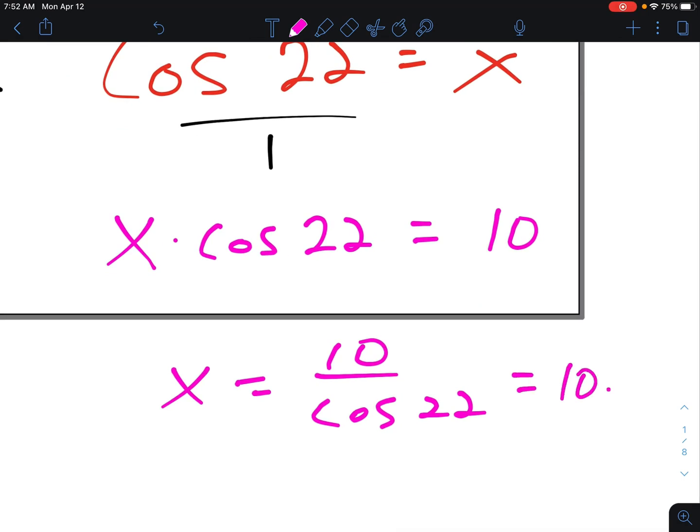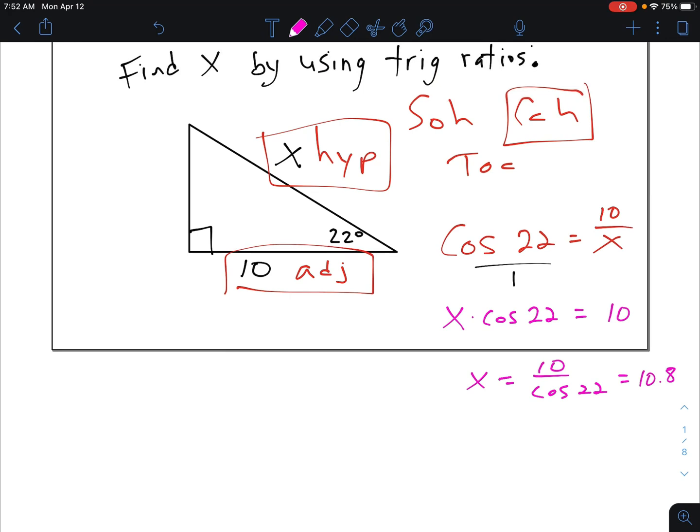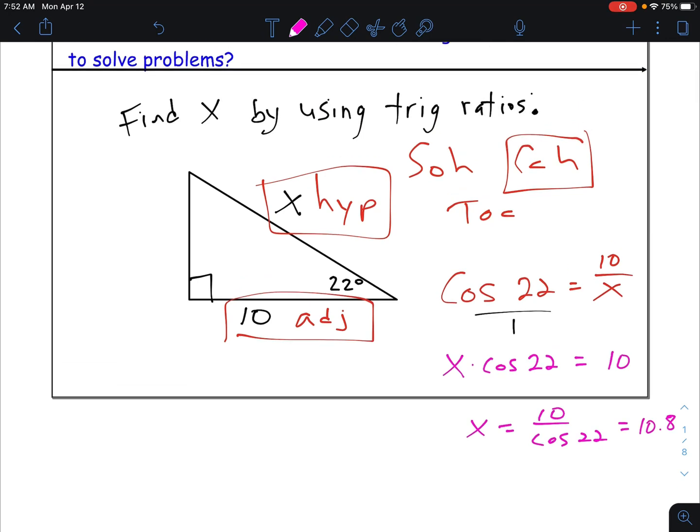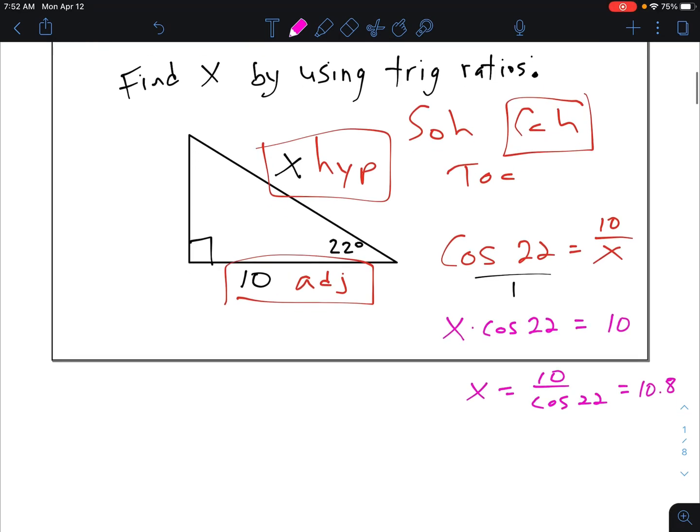Okay, there's a method to my madness on why we did this. So that's just a little review of trig, picking sine, cosine, tangent, labeling the triangle, all that kind of good stuff. All right, so let's get into circles.